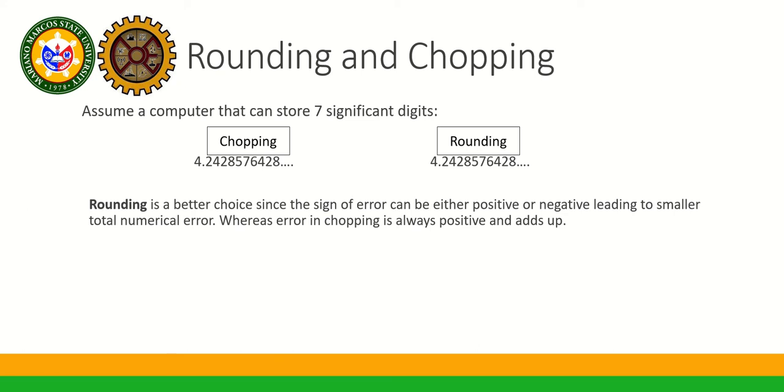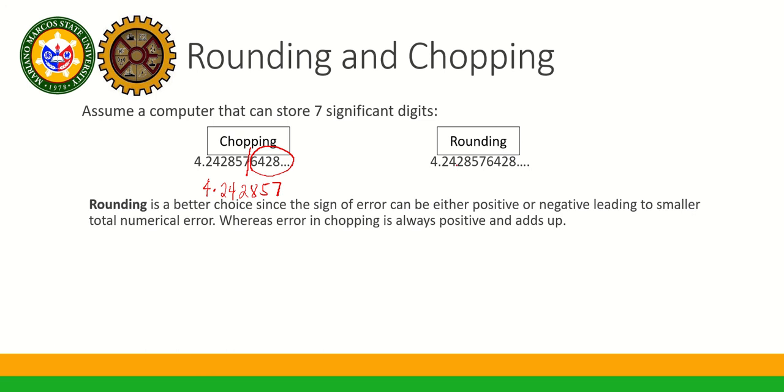So rounding and chopping. Assume a computer that can store 7 significant digits. When we say chopping, dito natin chinap. Ang ginagawa sa chopping is ino-omit niya yung remaining digits. So if you write this down, matitira lang will be 4.242857. Take note yung last digit niya is 7. So that's what you do in chopping. You disregard the numbers on the right of kung saan ka nag-chop.